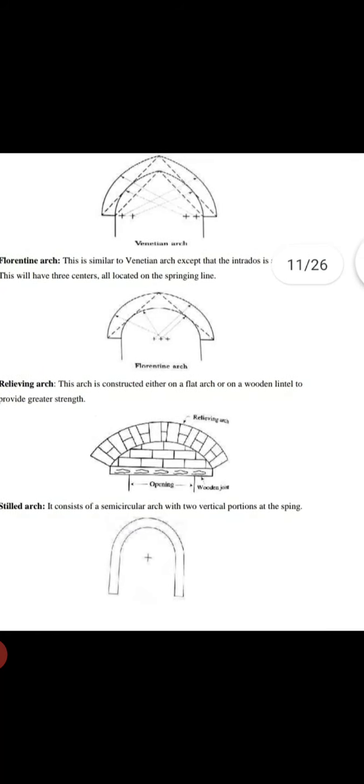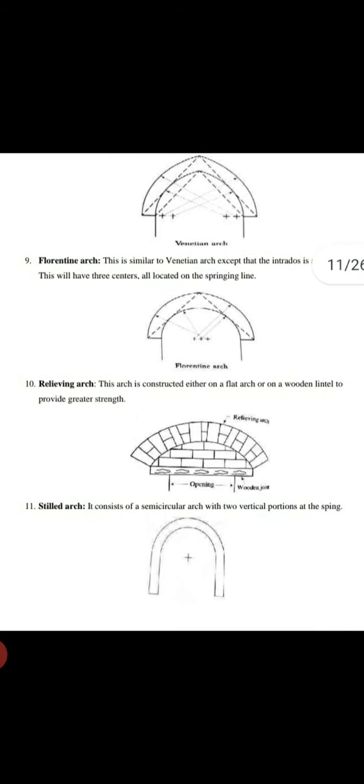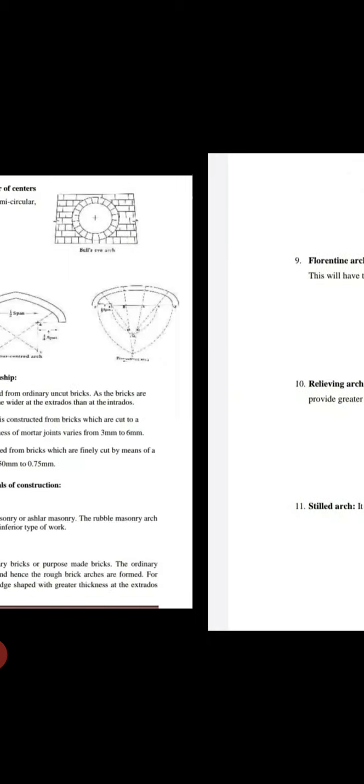The Florentine arch is similar to the Venetian arch except in the intrados. This will have three centers, all located on the springing line. Next one is a relieving arch. This arch is constructed either on a flat arch or wooden lintels to provide greater strength from the point of view of support. The stilted arch consists of a semicircular arch with two vertical portions at the springing line.